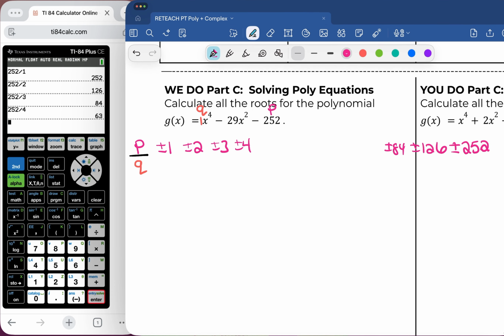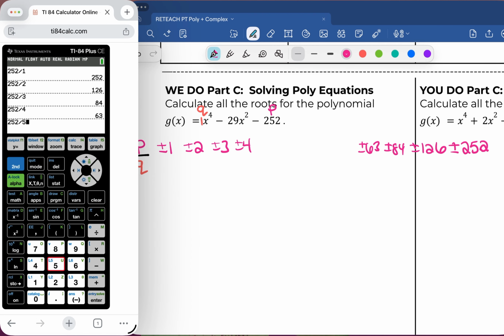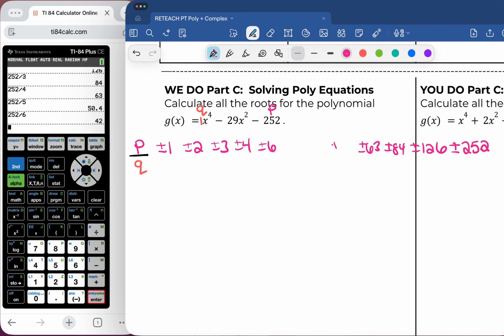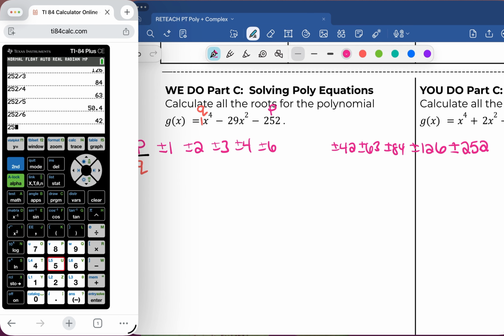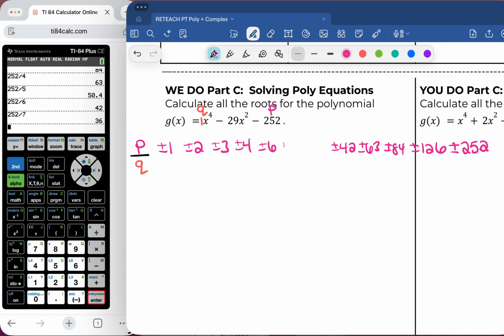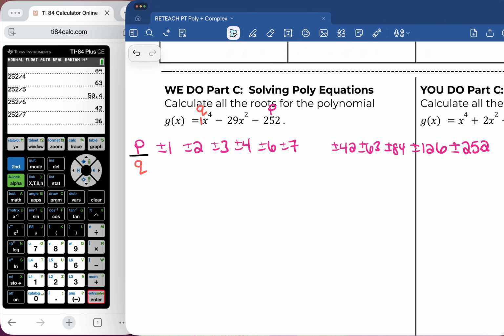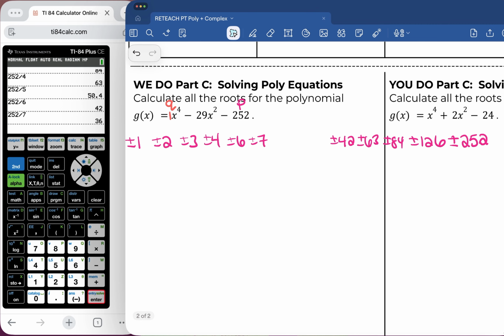and then 4 and 63, and I might have to make even more room. I know 5 is not going to work because it doesn't end in a 5 or a 0. 6 does work. 6 and 42. Oops, that should be a 7 and 36. Let me scoot this down just to make some room. So we said 7 and 36.